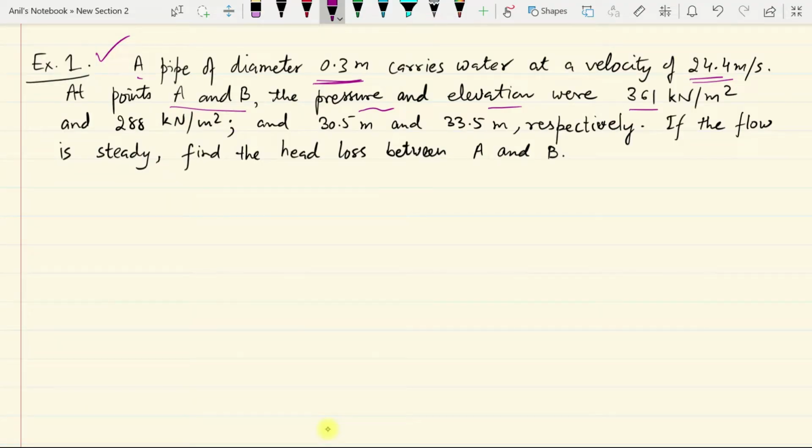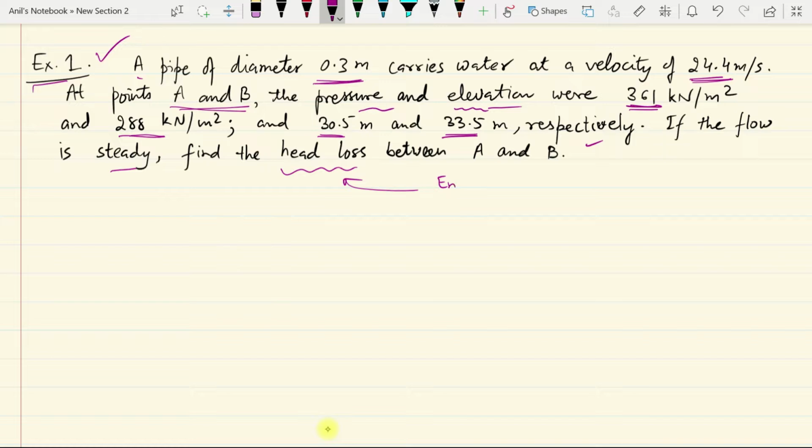Hello everyone. In this lecture I will take three numericals which will be solved using Bernoulli's principle. The first is: a pipe of diameter 0.3 meter carries water at a velocity of 24.4 meters per second. At points A and B, the pressures and elevations were 361 kilonewtons per meter square and 288 kilonewtons per meter square, and the elevations are 30.5 meters and 33.5 meters at A and B respectively. If the flow is steady, find the head loss between A and B.